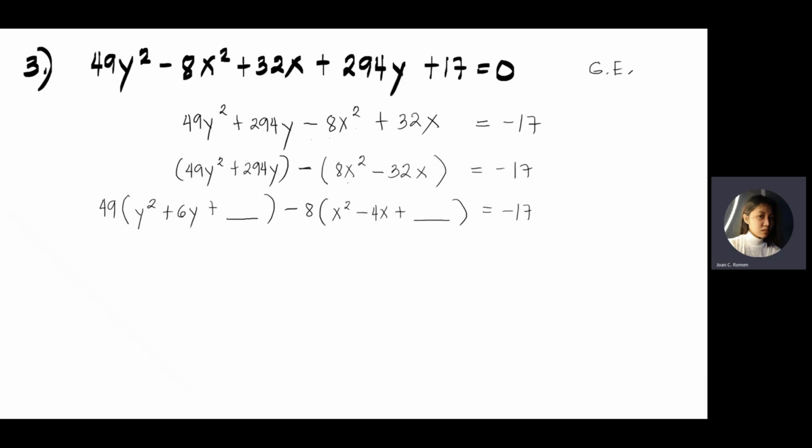Okay, so complete the square or complete this trinomial using completing the square. So para makuha natin yung third term, kunin ang numerical coefficient ng second term which is 6 divided by 2.